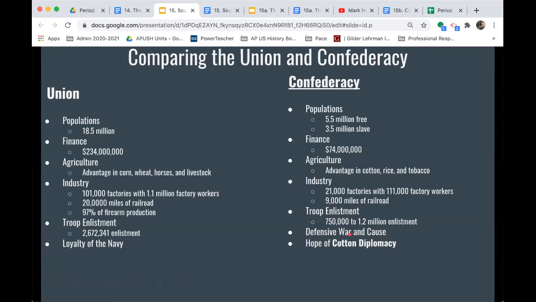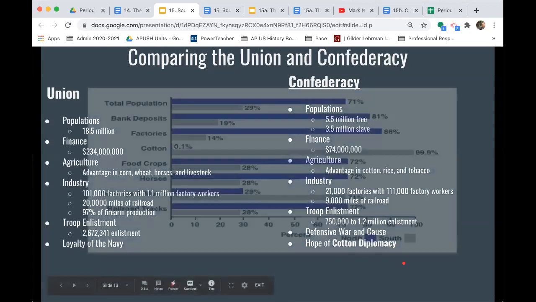But the big thing the Confederacy is leaning on is the hope of cotton diplomacy, meaning they think their cotton is so valuable to other countries, specifically England and France, that England and France will intervene on their account to support them in hopes of keeping their cotton market available, right?